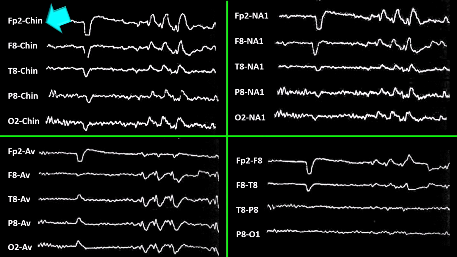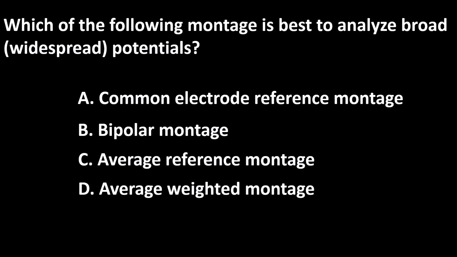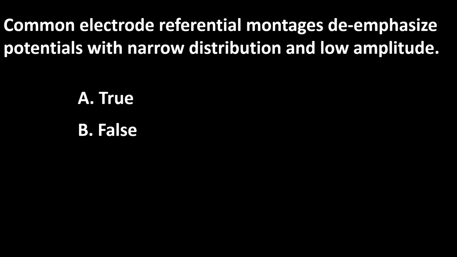Traditionally, most electroencephalographers would describe this potential as seen using common electrode reference montage, and thus refer to it as a broadly distributed potential with anterior predominance. So the answer to this question is A. Next question. Common electrode referential montages de-emphasize potentials with narrow distribution and low amplitude.